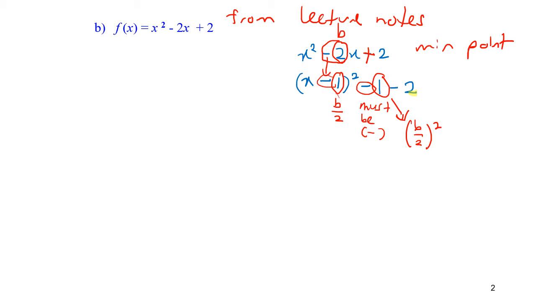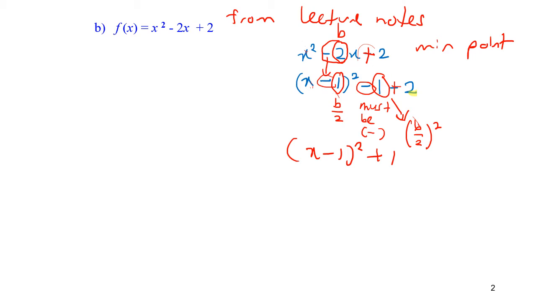Since 1 also represents b over 2 squared, the value is the same. The value of x here remains because we don't have a coefficient. And also the positive 2 here is the same. Then after that you have to simplify this one. So simplify, and then we'll get x minus 1 squared. Negative 1 plus 2 will be positive 1. So negative 1, 1 here.